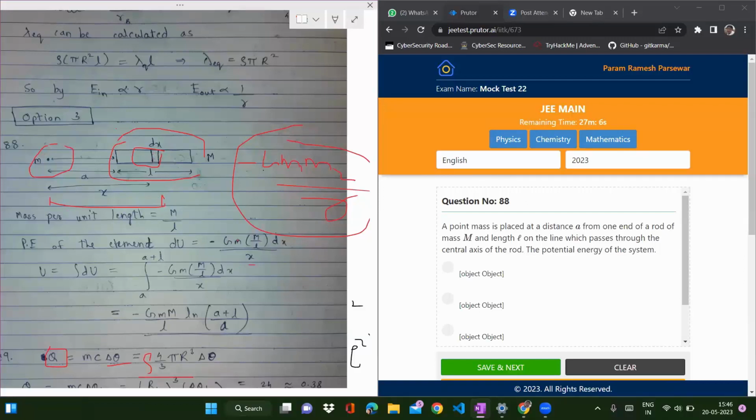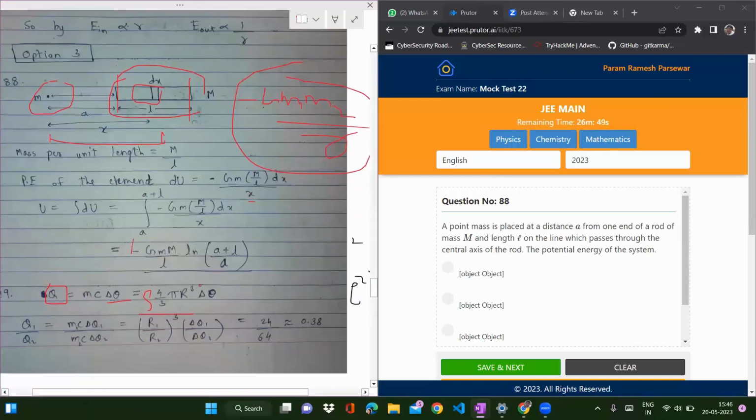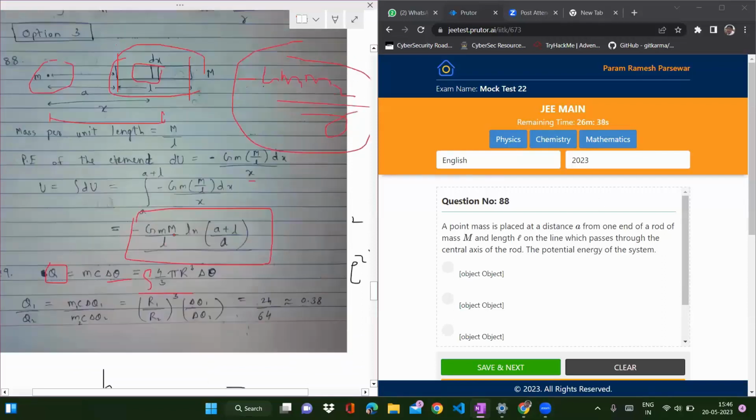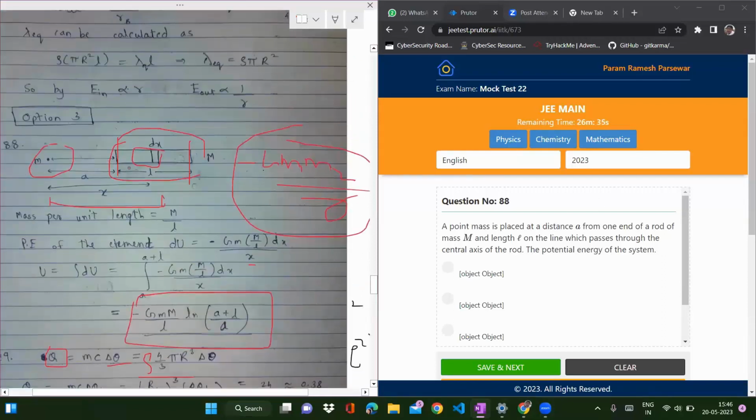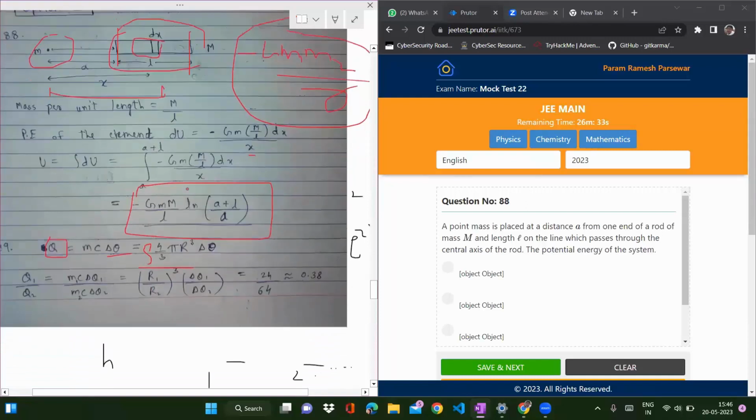So the distance is x, and the potential energy is minus G m1 m2 by x, and we'll integrate this from A to A plus L. The limits will be, as x varies, x equals A to x equals A plus L, these two endpoints. And the relation comes out to be minus G M m by L ln, the natural logarithm, of (A plus L) by A, where A is the distance from the point mass to this end, and L is the length of the rod.